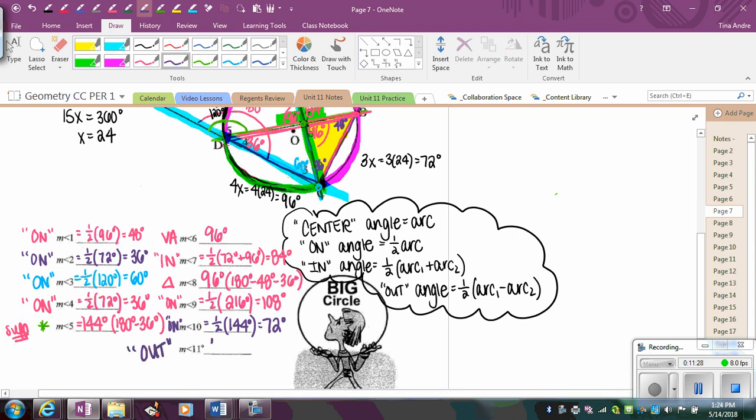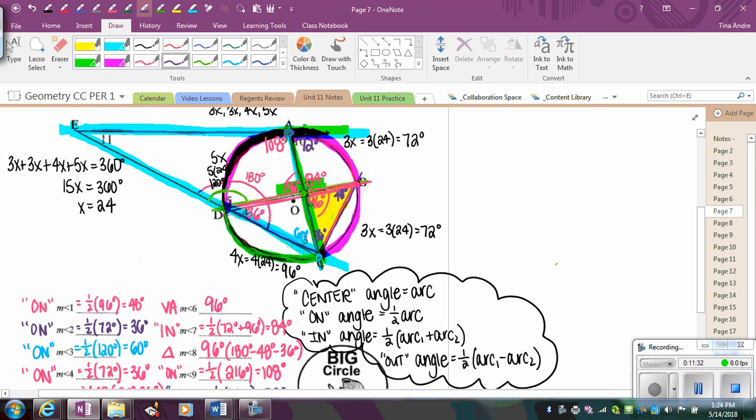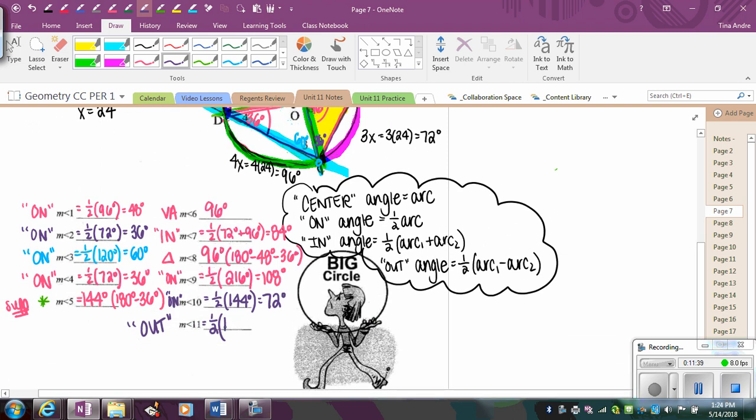So for this one, it's an out angle. So it's going to be 1/2 the difference of the big arc and the small arc. Now the big arc, remember, is really 144. It's this entire thing minus the 120 in the back, the small arc. So I'm going to do 144 minus 120, divide that by 2, and you get 12 degrees. So there's your last one.